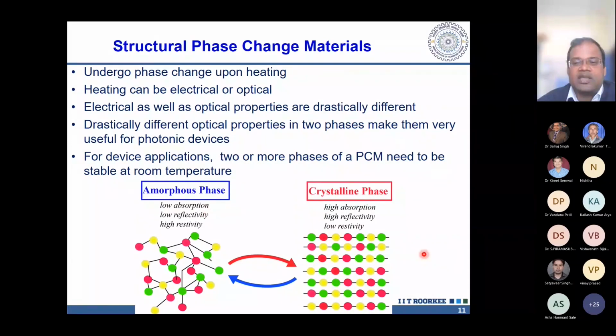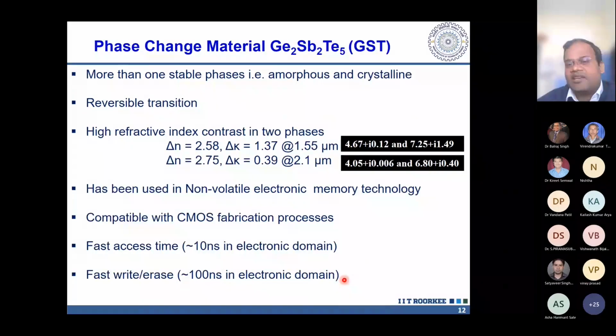So if you are going from here to here, there is a huge and drastic change in the refractive index, which gives the change in the transmission, and that we can exploit for making the switches. The refractive index contrast can be as high as 2.58. It is really huge. You cannot normally have any other material which can give this kind of refractive index.